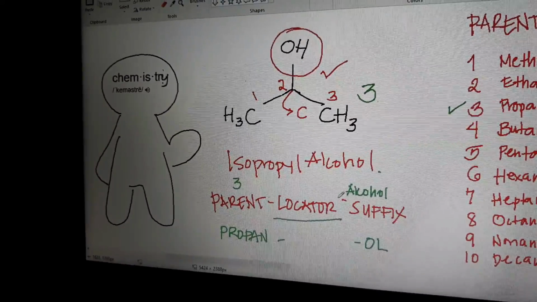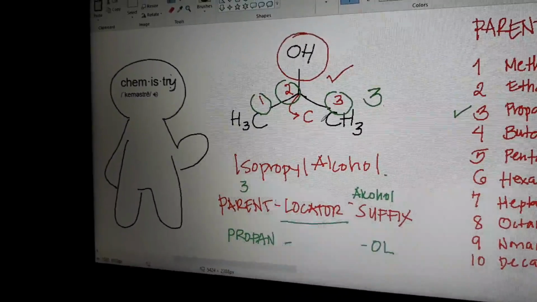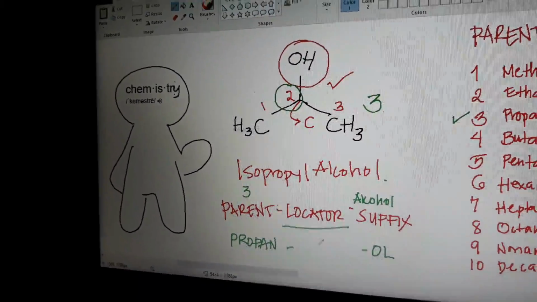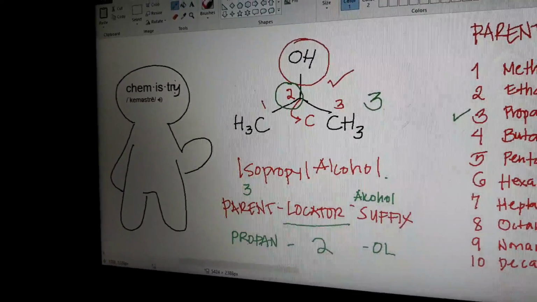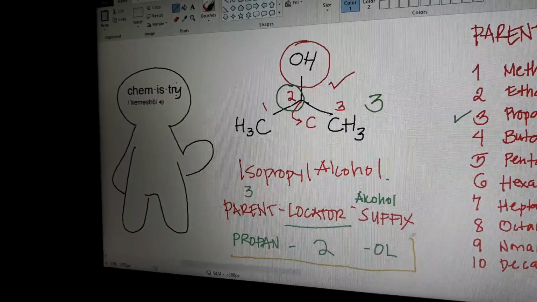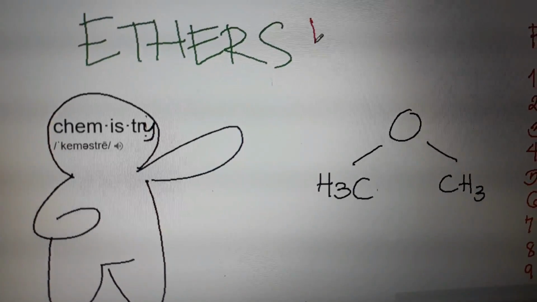We need to specify on which carbon the functional group is attached to. Our hydroxy group is connected to the second carbon. So our locator will be 2. So, the specific IUPAC name of this molecule is propan-2-ol. That easy. After alcohols, let's talk about ethers.